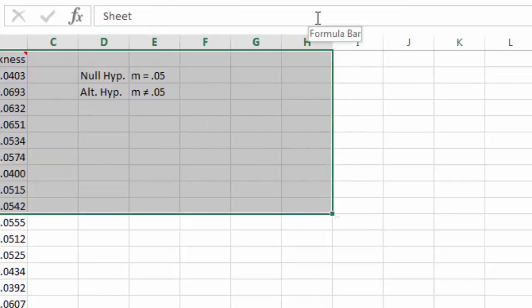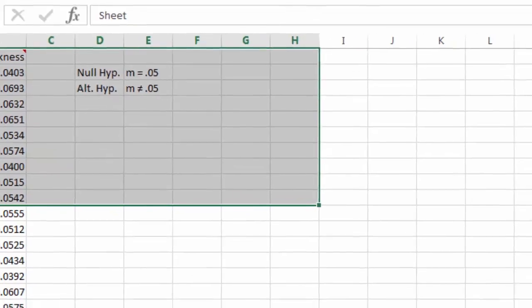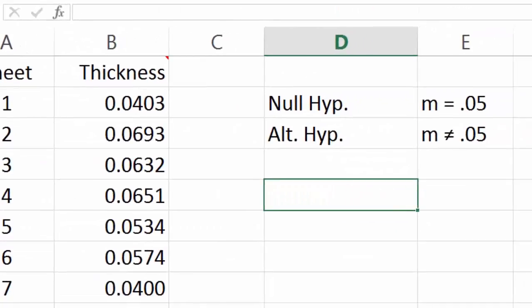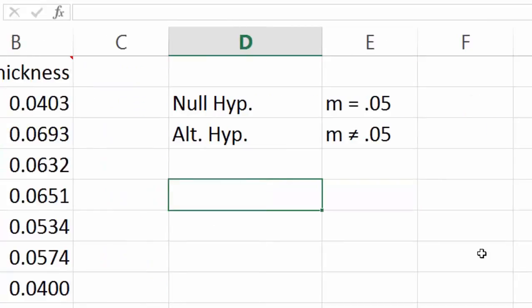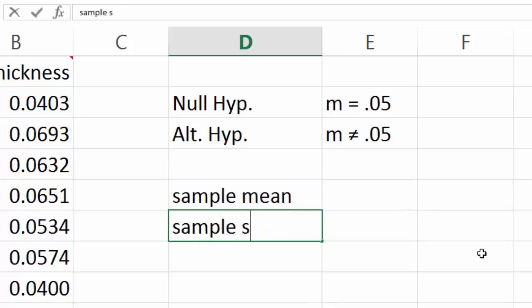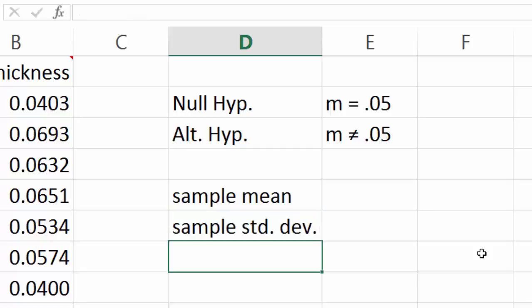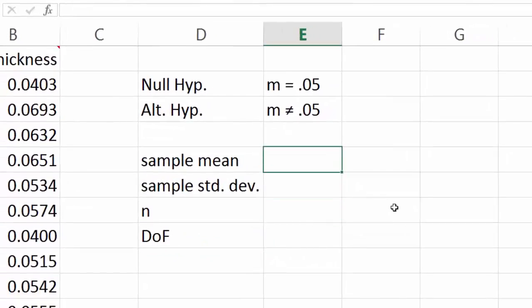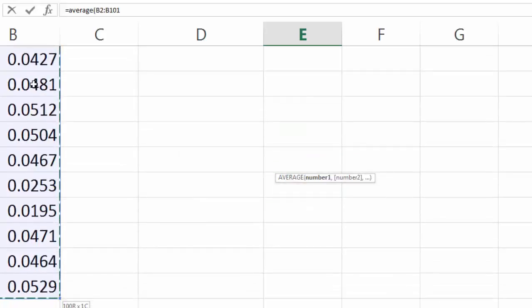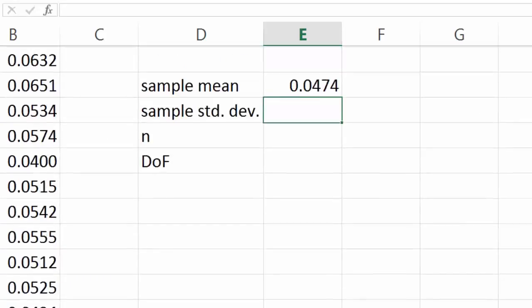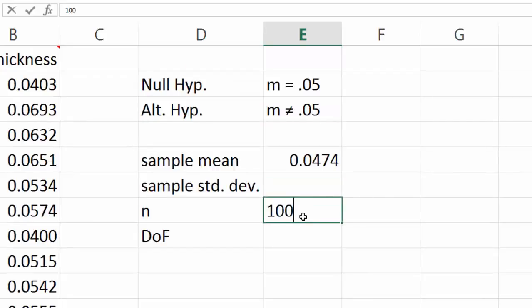Null hypothesis, the mean equals 0.05, and the alternative is that it's different. So we can write those down like this. And then we need to just calculate our test statistic. And to make that easy, I'm just going to create categories for everything else: my sample mean, my sample standard deviation, my sample size, and my degrees of freedom. So my sample mean equals average of that, we have 100 again, making life pretty easy on us. My sample size is 100. My DOF is n minus 1.